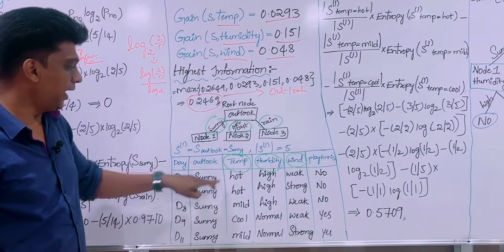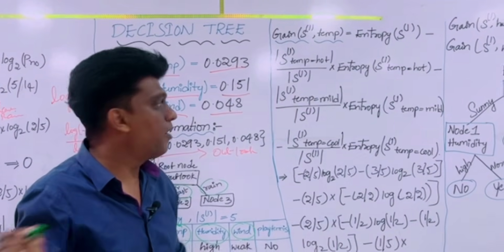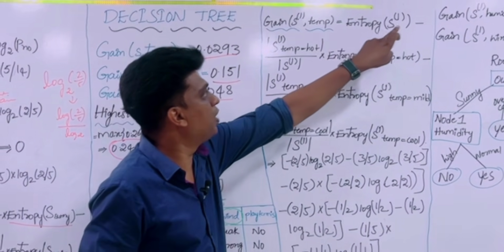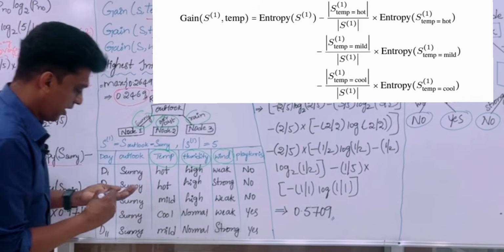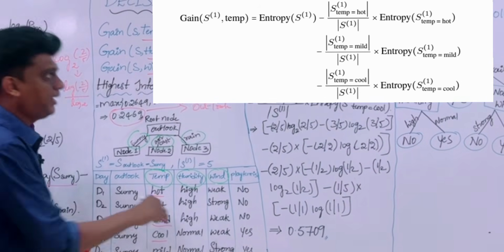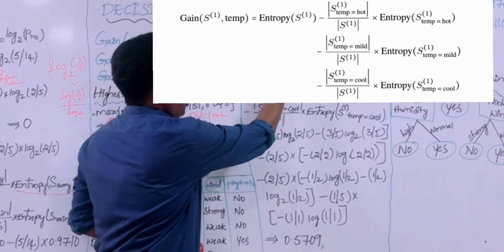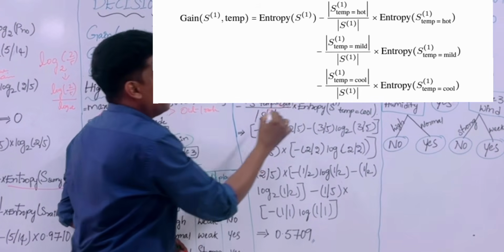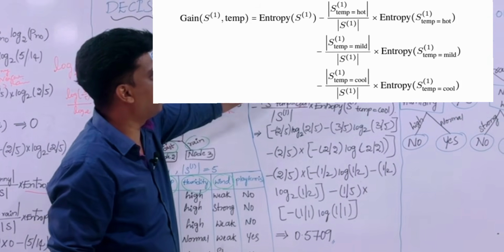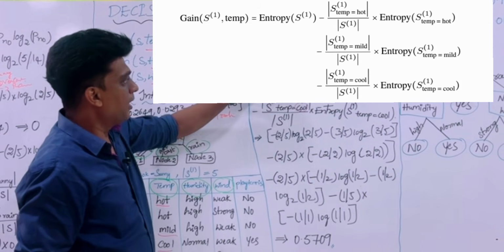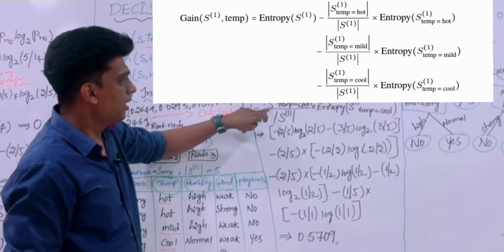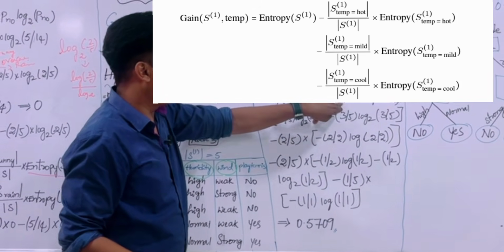So I should take the gain of temperature, with the same formula as we used for the gain here. The gain of temperature is found by entropy minus this. For temperature we have 3 categories: hot, mild and cool. As usual, the same formula: entropy minus S temperature hot by S into entropy of hot, minus S temperature mild by S into entropy of mild, minus S temperature cool by S into entropy of cool.